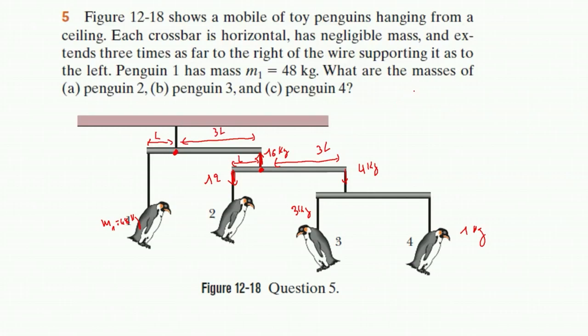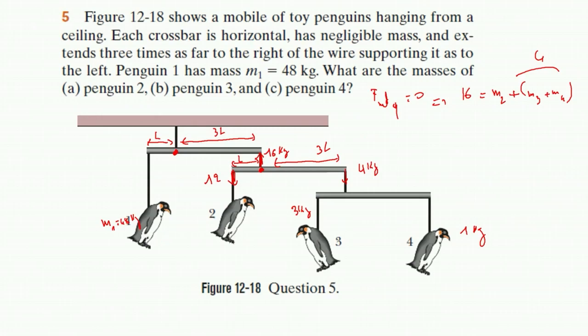I use balance of forces and balance of torques. So if I use balance of forces, let me just use it here. Balance of forces. Net force along Y is 0. So I will have basically 16 is equal to M2 plus something here, which is 4. But that 4 will be basically M3 plus M4. Okay, so this is 4. Did you get my point? I hope so.